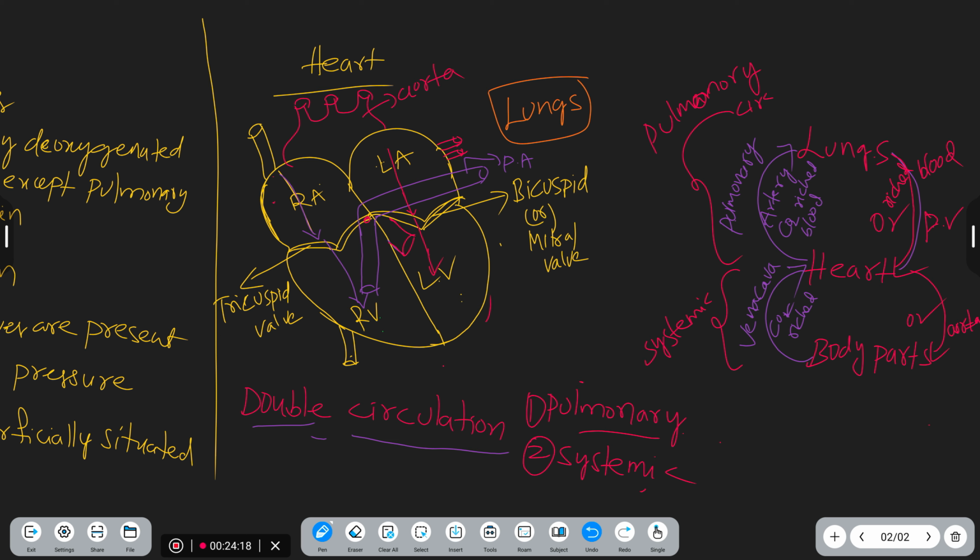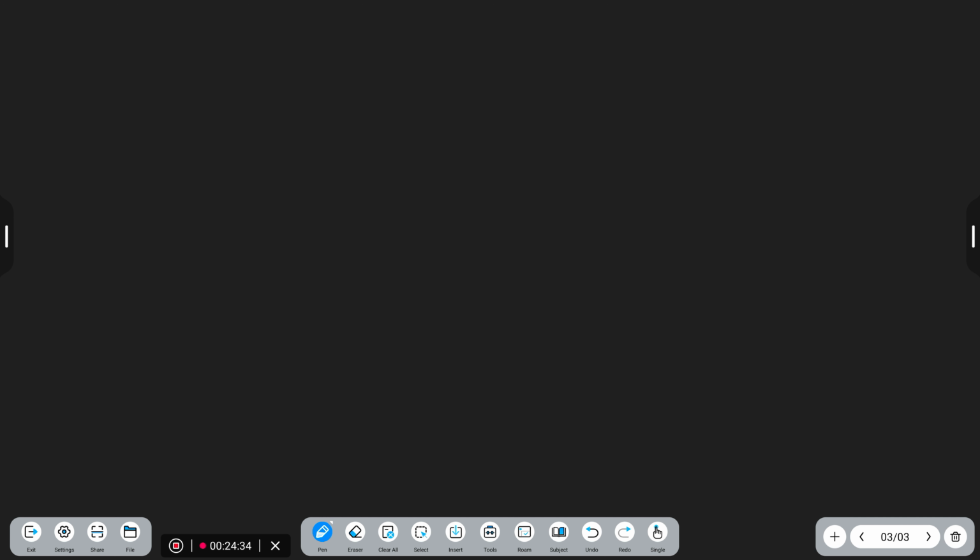Understood? So just remember, what is the natural pacemaker? SA node. What is the natural pacemaker? SA node. Understood? Up to here clear? So now the blood pressure is measured by which instrument? The blood pressure is measured by sphygmomanometer. Very good.